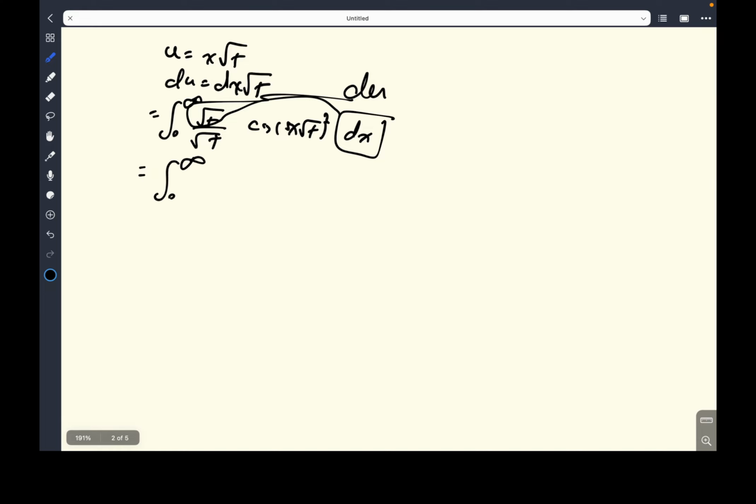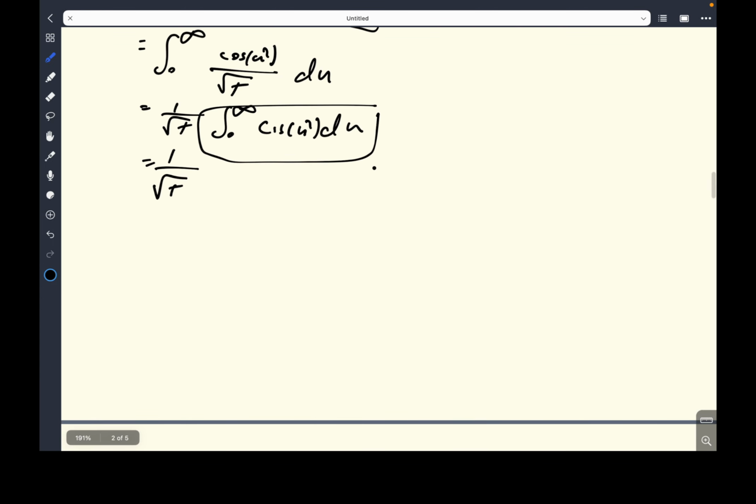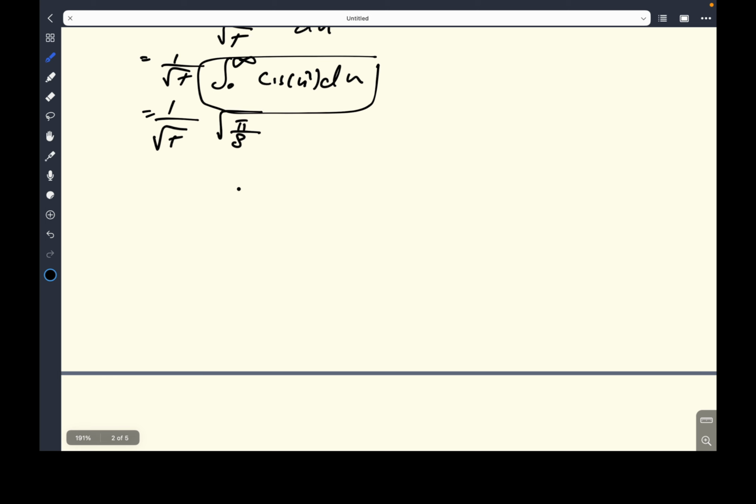So it's going to be the integral from 0 to infinity of cosine of u squared over root t du, which is 1 over root t times the integral from 0 to infinity of cosine of u squared du. Now this integral we know has an exact value of root pi over 8. And this is going to be equal to f prime of t.